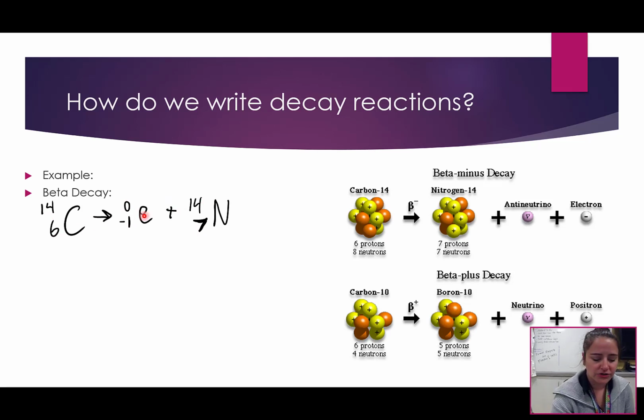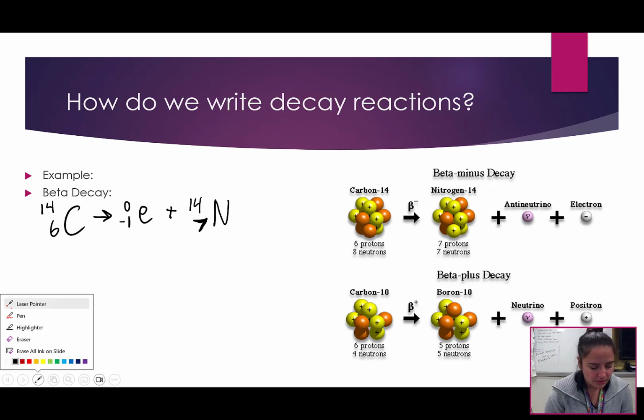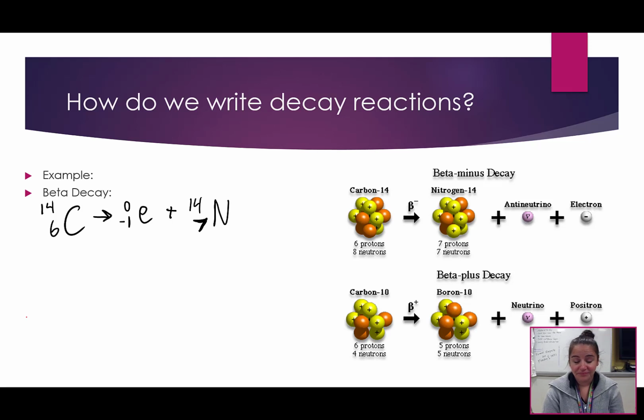Cool. Also, just a note, it doesn't matter what order you write the electron and the nitrogen atom. You can write them in any order, just as long as the arrow's in the right place. So let's go ahead and try the beta plus decay. Carbon 10 undergoes beta plus decay. It's still carbon, so it's still atomic number 6, but now it's going to emit the positron, which is 0, 1.